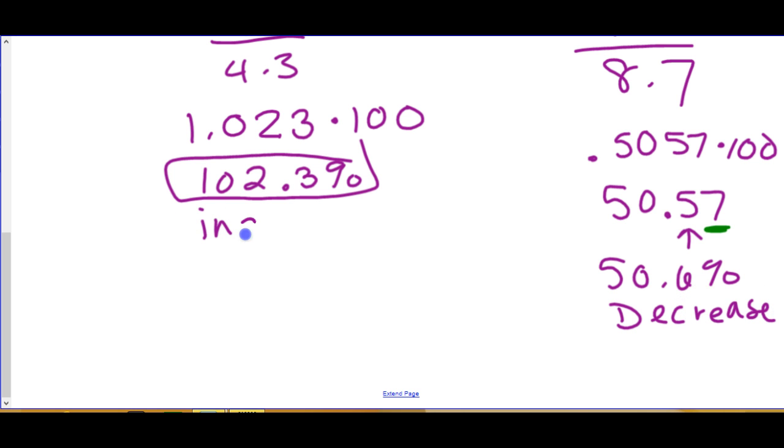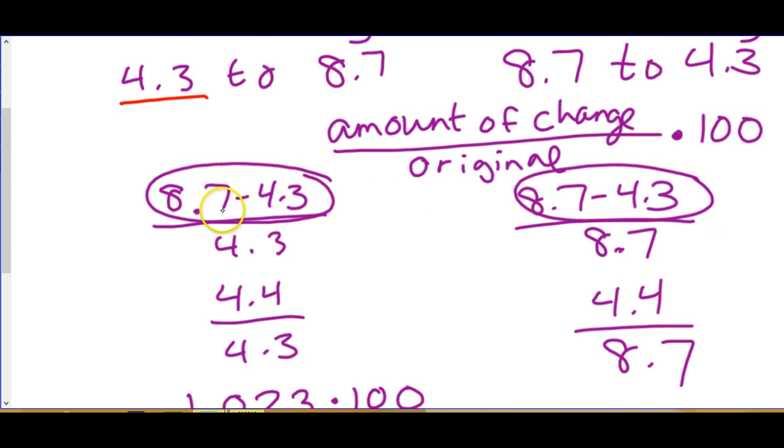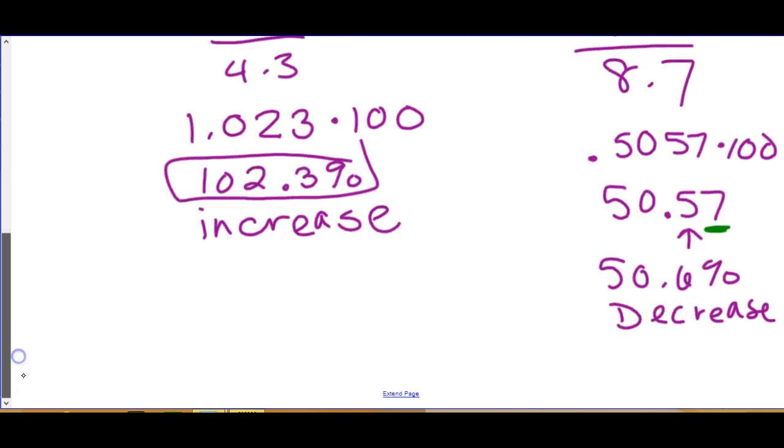So increase over here, decrease over there. So I wanted to do them side by side so you could see that, well, the beginning part is the same, but what you divide by is different. We divided by 4.3 because that's what we started with. Over here we divided by 8.7 because that's what we started with, which makes your answers very different.